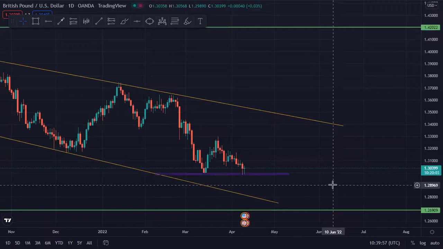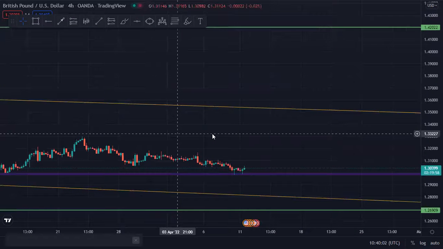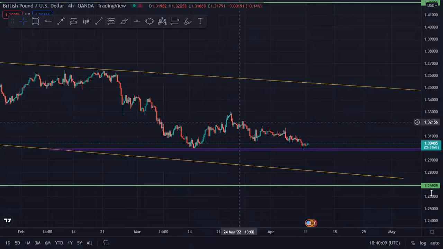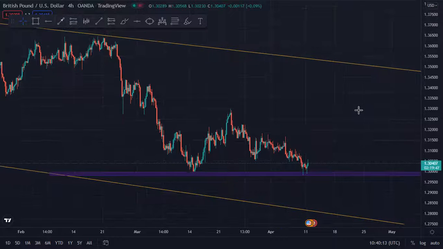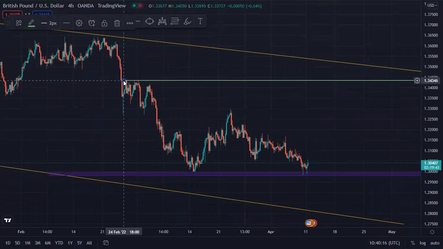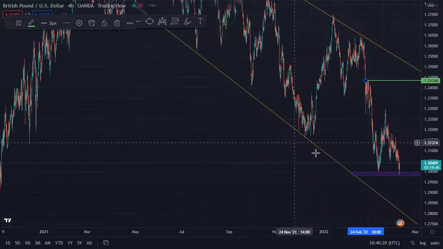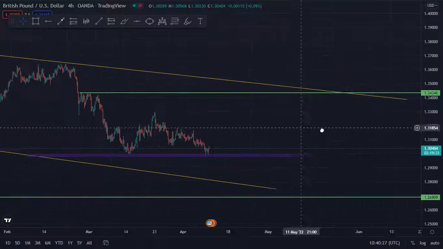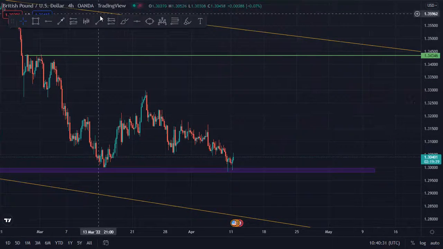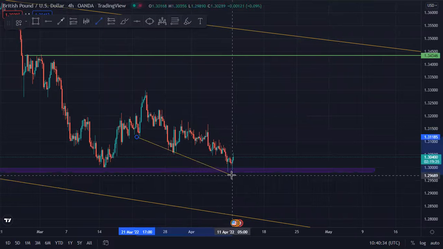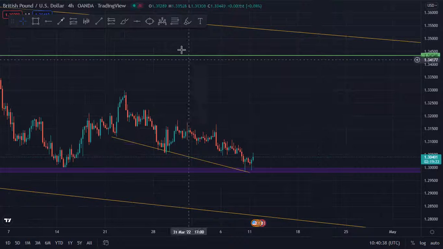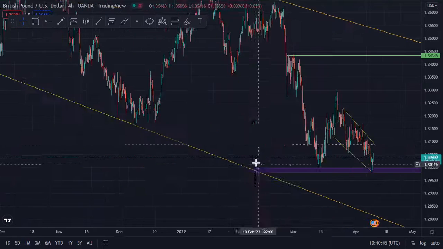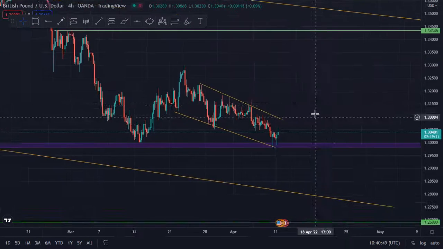Let me just get, you can see this market has formed a double. This is most likely going to be a double bottom. Let me just draw my trend line right here. So this is how I approach the market right now as I'm seeing these.